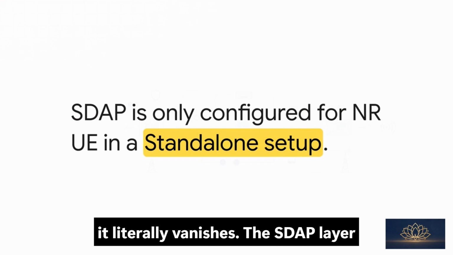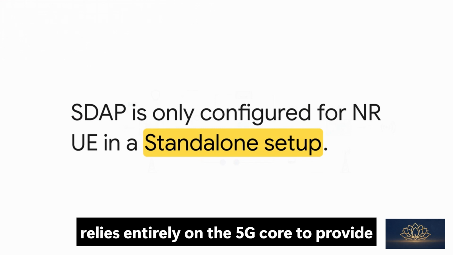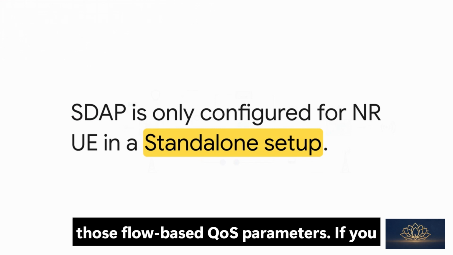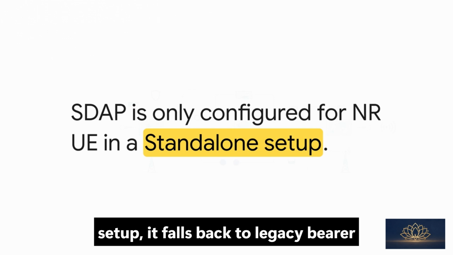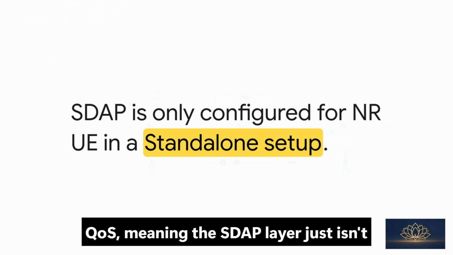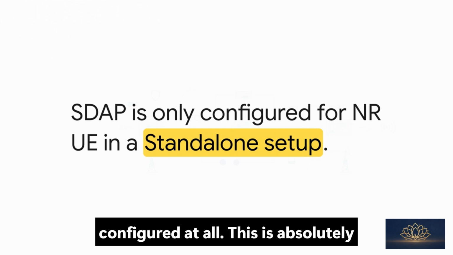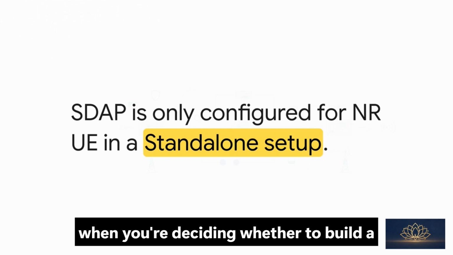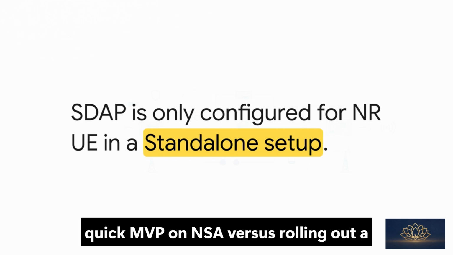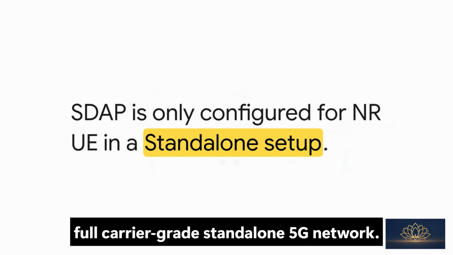Well, it literally vanishes. The SDAP layer relies entirely on the 5G core to provide those flow-based QoS parameters. If you are using a 4G core in an NSA setup, it falls back to legacy bearer QoS, meaning the SDAP layer just isn't configured at all. This is absolutely crucial strategic context to keep in mind when you're deciding whether to build a quick MVP on NSA versus rolling out a full carrier-grade standalone 5G network.